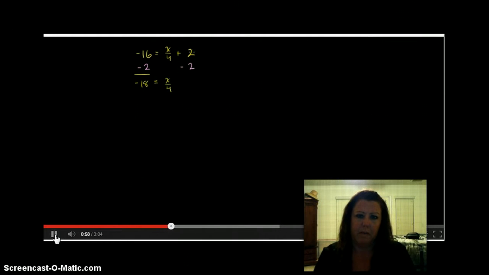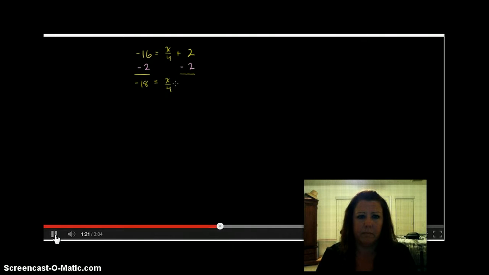and then we have positive 2 minus 2, which is just going to be 0, so we don't even have to write that. I could write just a plus 0, but I think that's a little unnecessary. And so we have negative 18 is equal to x over 4. And our whole goal here is to isolate the x, to solve for the x. And the best way we could do that, if we have x over 4 here, if we multiply that by 4, we're just going to have an x.